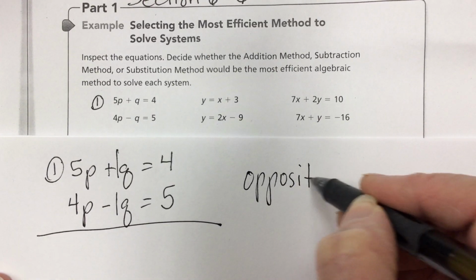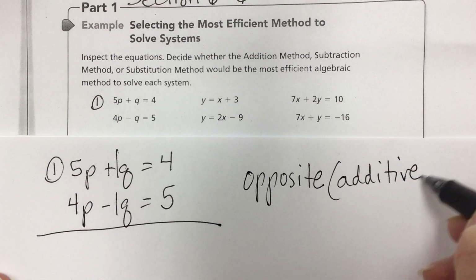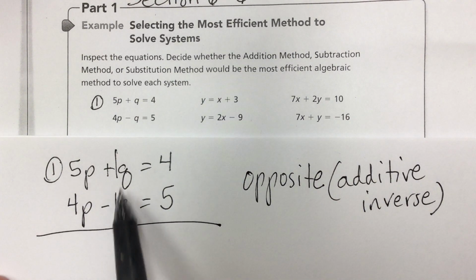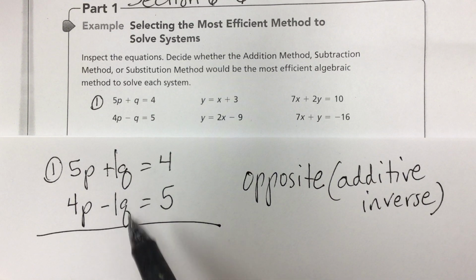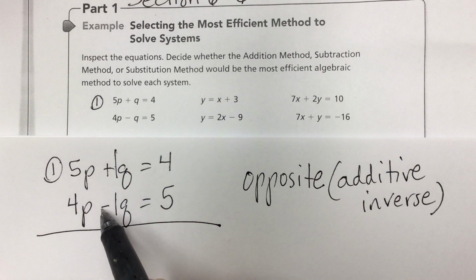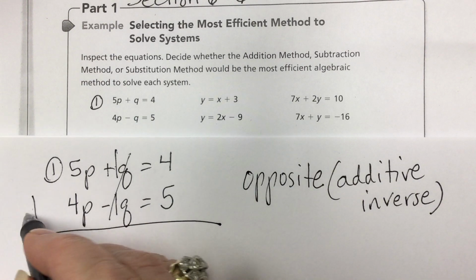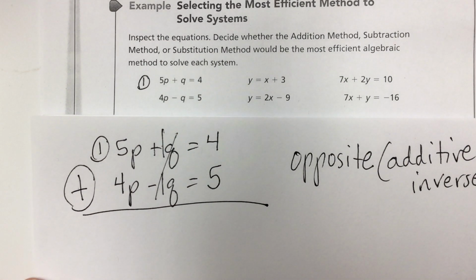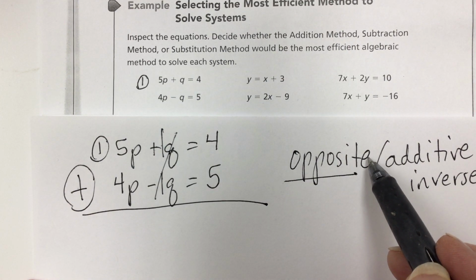Another word for opposite is additive inverse. So these two are additive inverses of one another. They're also opposites of one another. When you add these two numbers together, you get 0. Positive 1 minus 1 gives you 0. These would cancel. So notice I said when you add these together, they cancel. So that would be the best method when you have two variables that are opposites of each other.